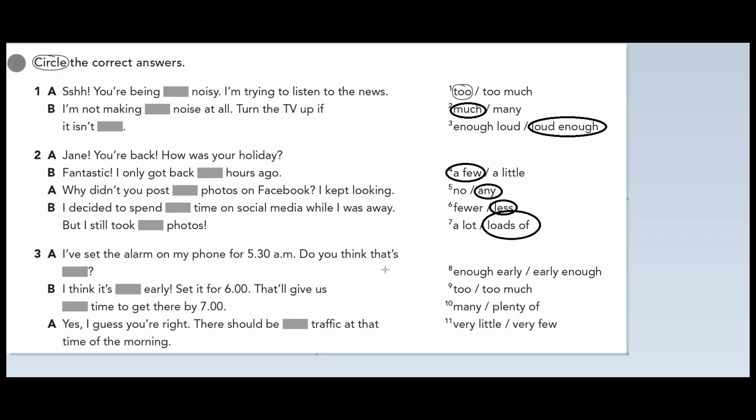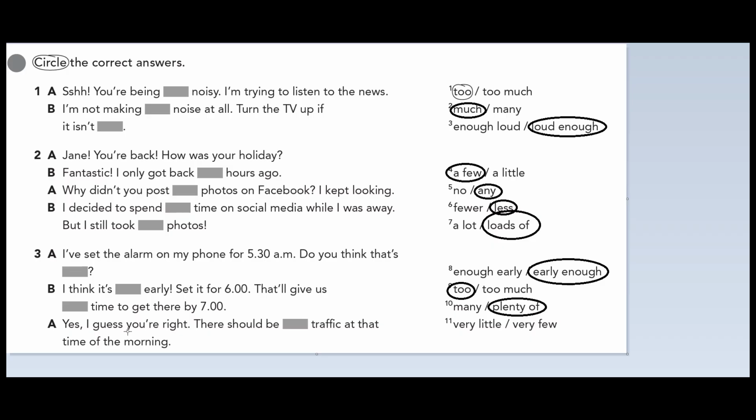Do you think that's early enough? Early enough. Early, it's an adjective, so we use enough after an adjective. I think it's too early. Just 2 plus adjective. Set it for 6. That will give us plenty of time to get there by 7 o'clock. You can't say many time because it's uncountable. So a lot of time or plenty of time, it's correct here.